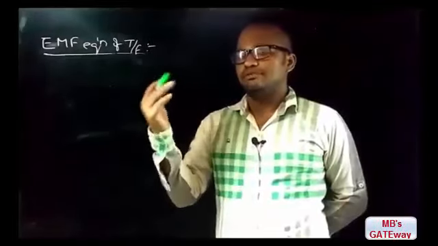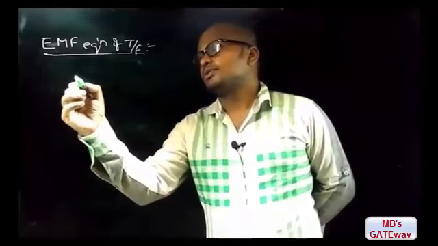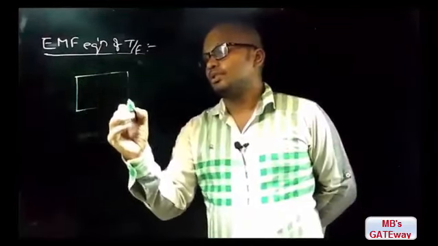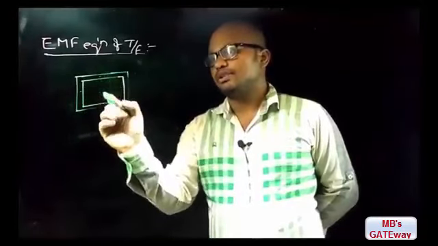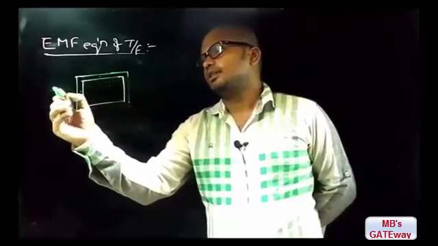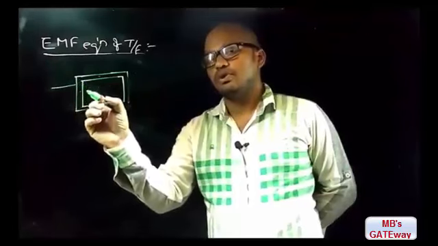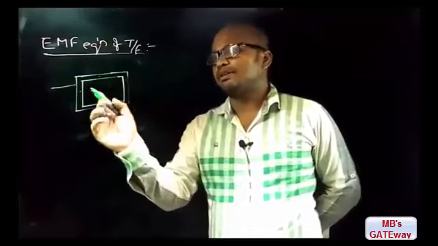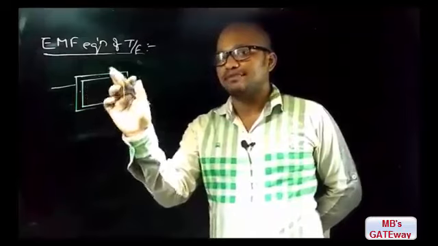Now let's derive the equation for transformer EMF. For that, suppose this is the transformer core, and these two represent the transformer limbs and these two represent the transformer yoke, and let this be the primary winding which is wound on the limb of this transformer. But please keep in mind that there will be insulation present between the transformer winding and transformer core.